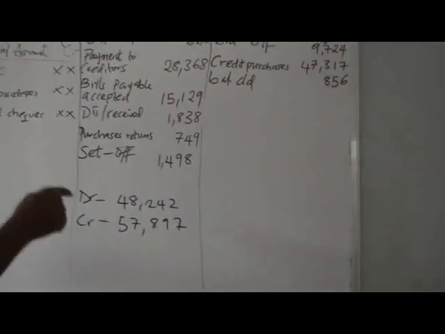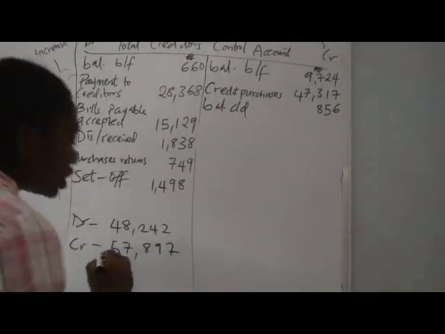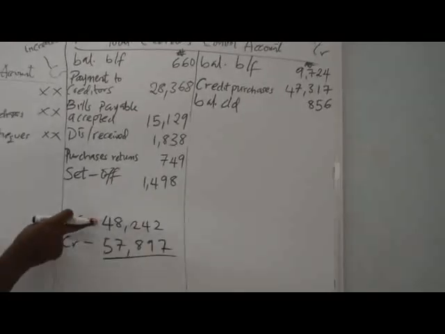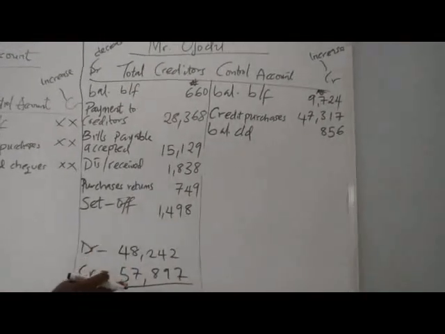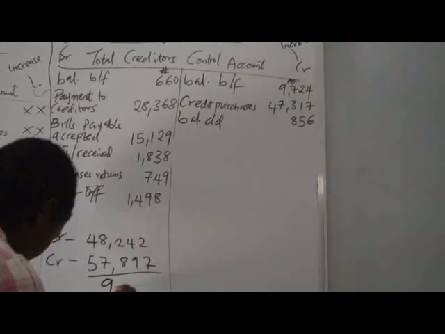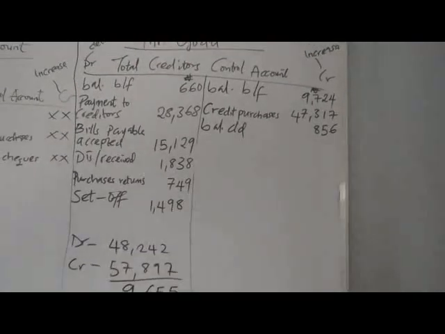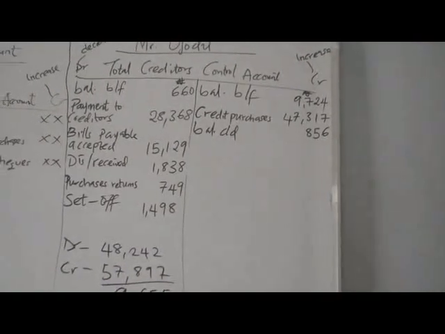So that means our balance carry down will be coming to our debit side so that we can have a balanced account. So in having our balance carry down, we are subtracting the smaller value, which is our debit side, from our bigger value. We'll be having a balance of 9,655 naira. So these are the things we'll be entering into our account.